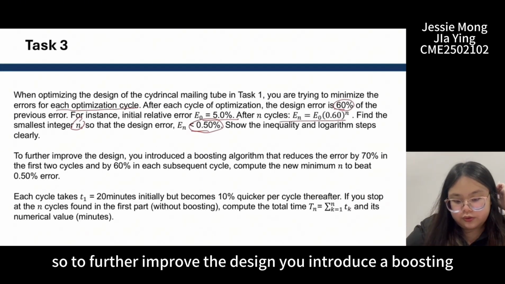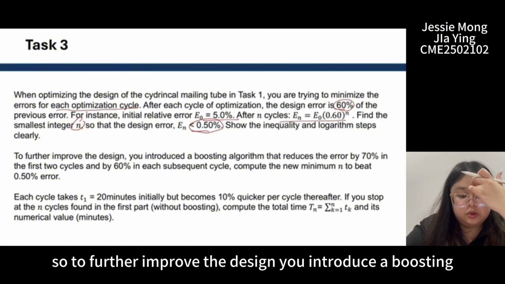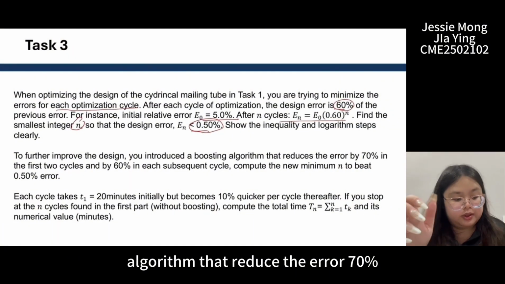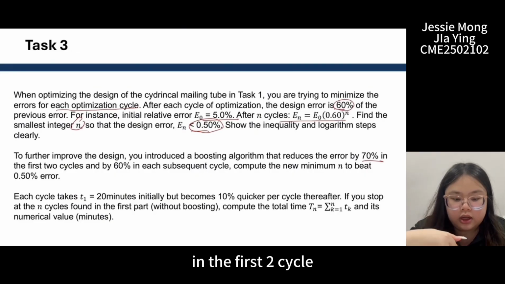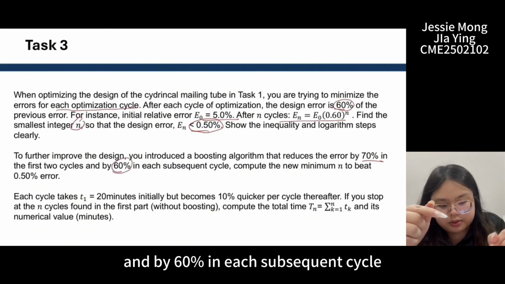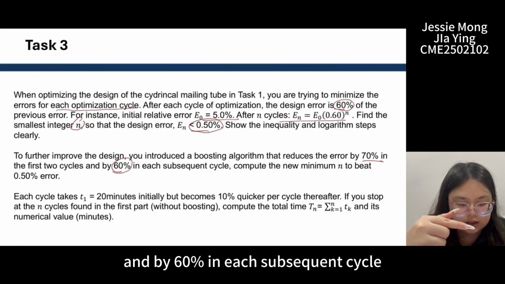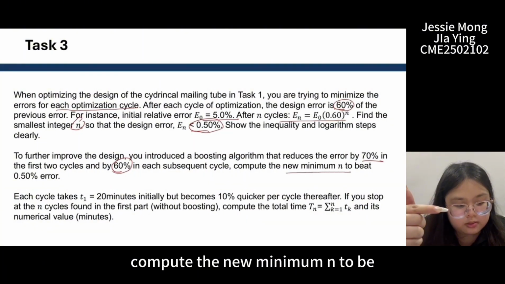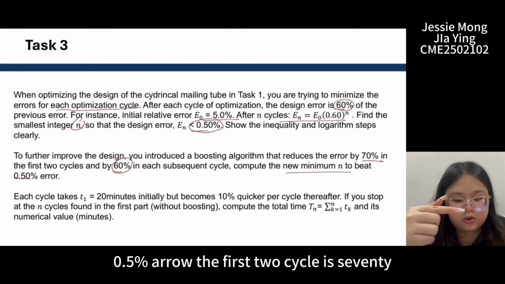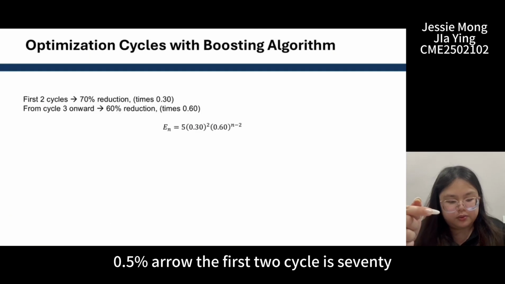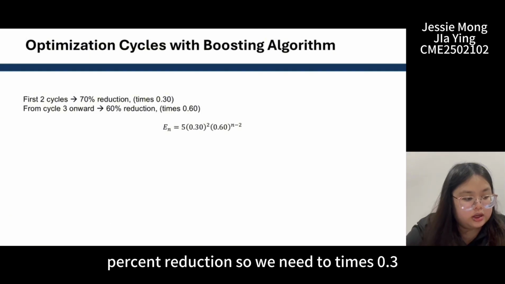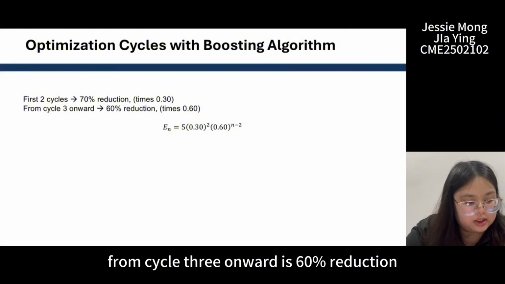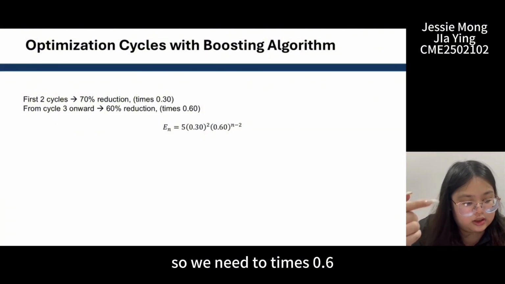So to further improve the design, you introduce a boosting algorithm that reduces the error by 70% in the first 2 cycles and by 60% in each subsequent cycle. Compute the new minimum n to reach 0.5% error. The first 2 cycles have a 70% reduction, so we need to multiply by 0.3. From cycle 3 onward is a 60% reduction, so we need to multiply by 0.6.